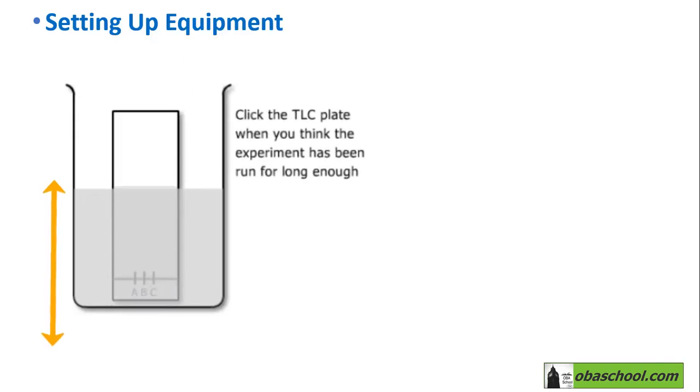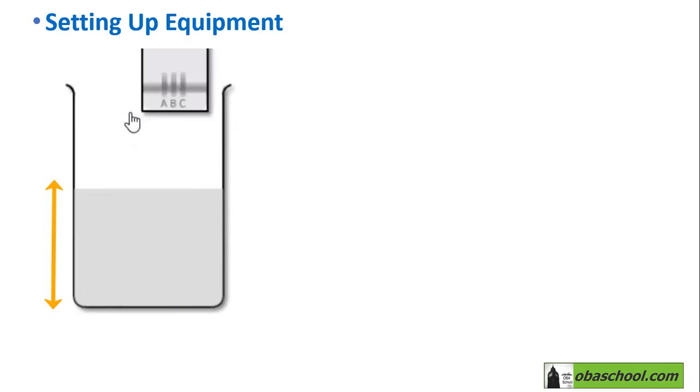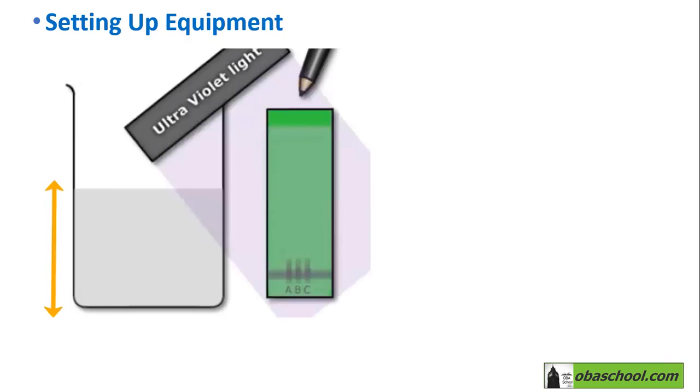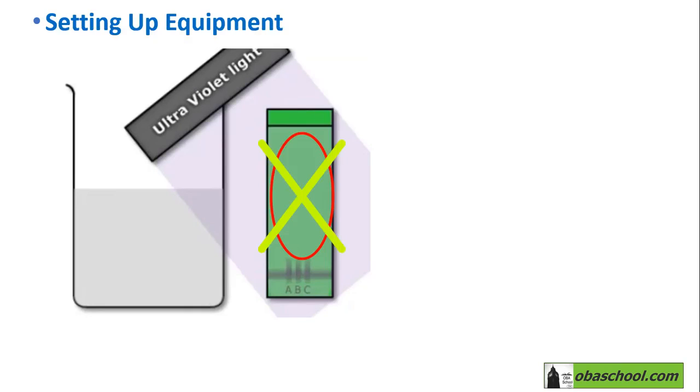Look how high the level of the solvent is. At the end, if we use ultraviolet light, we can see that none of the spots have separated at all. Now, let's run the experiment again by changing some of the conditions that we used in the previous run. Let's see the second run together and how the results will change.